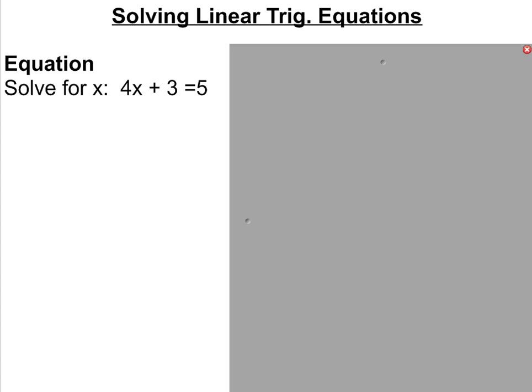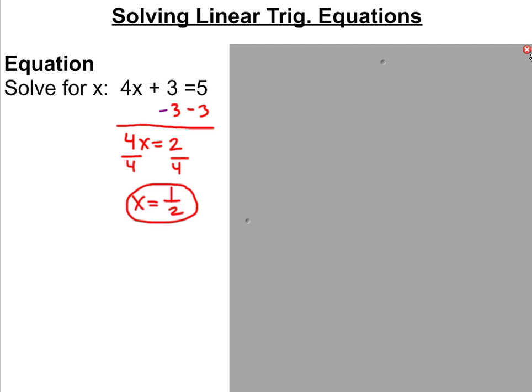Hopefully you did so, and you ended up subtracting 3 from both sides. Get a little 4x equals 2, divide by 4 on both sides, and x equals half. Or you might have written 0.5.